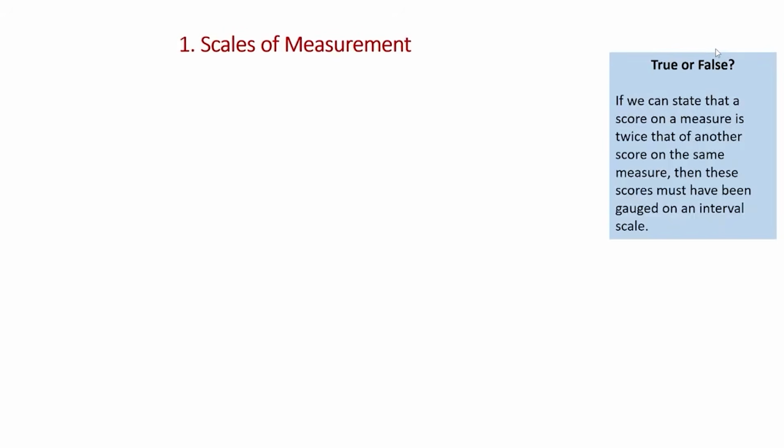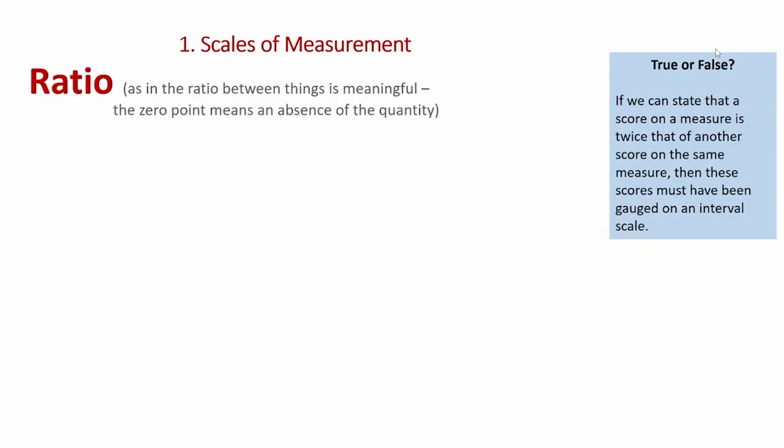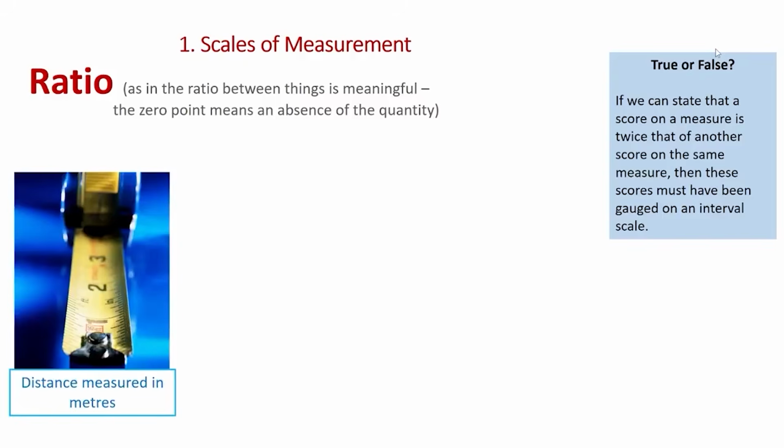All right. Final scale of measurement is a ratio. So as in the ratio between things now becomes meaningful because the 0 point is an absolute thing. That means the thing, whatever you're measuring, is not there, is absent. Example of this would be distance. You measure a distance with a ruler. 0 actually means there's no distance there.